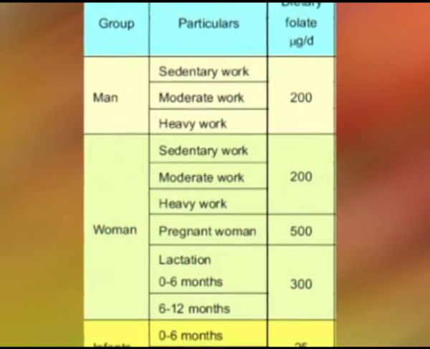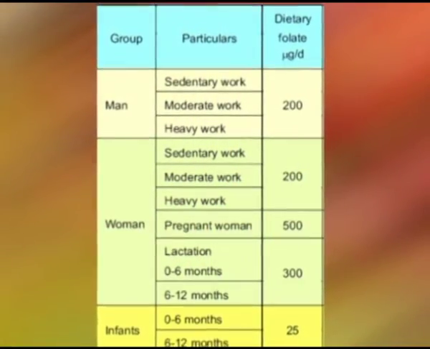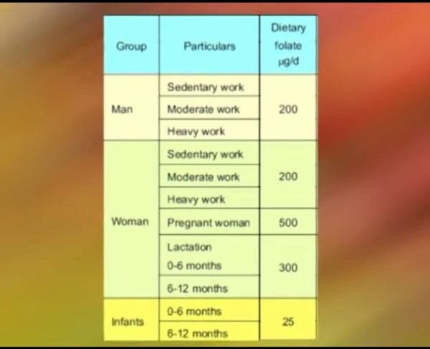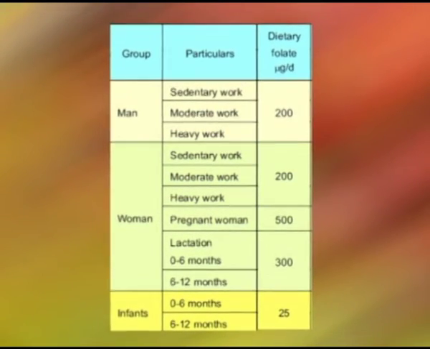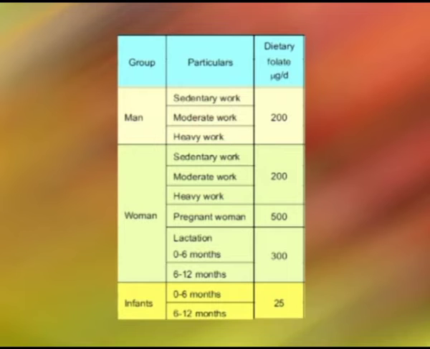The recommended dietary allowance for dietary folate is 200 micrograms per day for both adult men and adult women. During pregnancy, the dietary folate requirement is 500 micrograms per day, whereas during lactation, the folate requirement is 300 micrograms per day. No adverse effects have been associated with consumption of normal folate fortified foods.